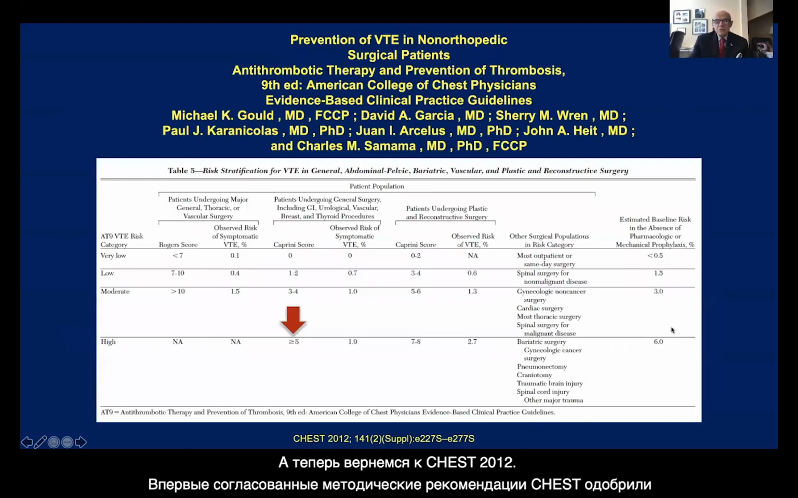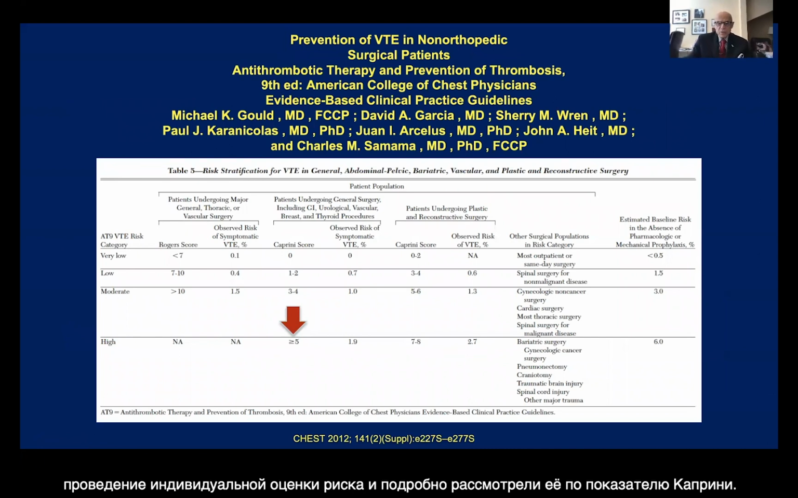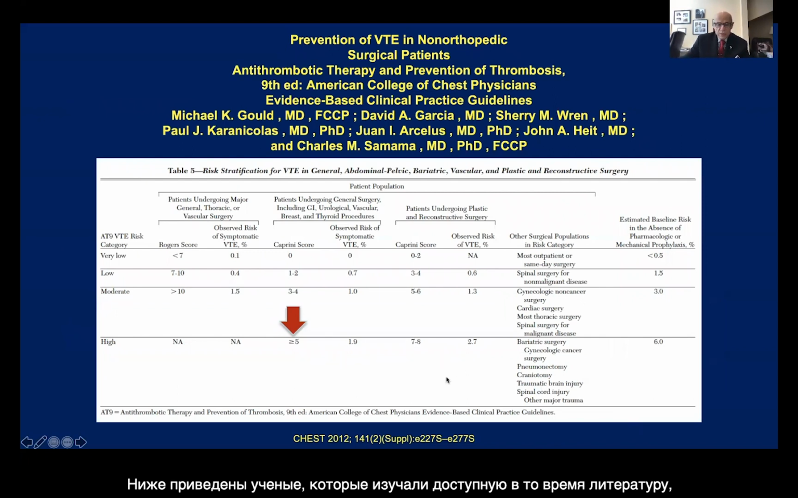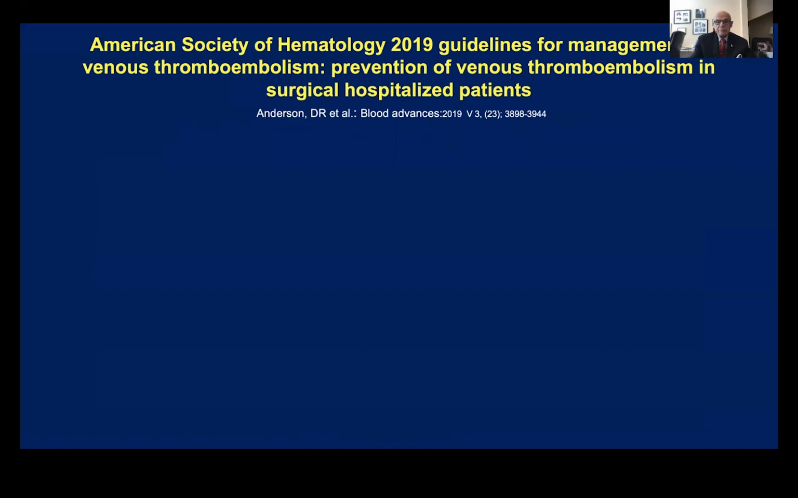Now let's go back to CHEST 2012. For the first time, the CHEST consensus guidelines endorsed individual risk assessment scoring and discussed at length the Caprini score. And here you see that, looking at the available literature at the time, which was very small, they decided that a score of over 5 was associated with a 6% incidence of venous thromboembolism. These guidelines were very well received by the public, and were followed for many years since that time.